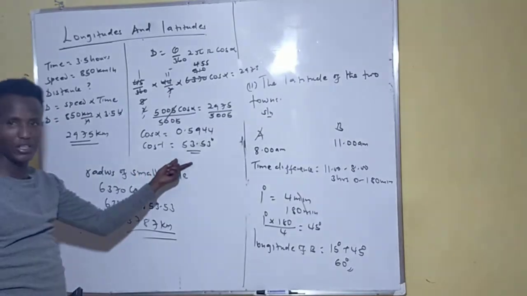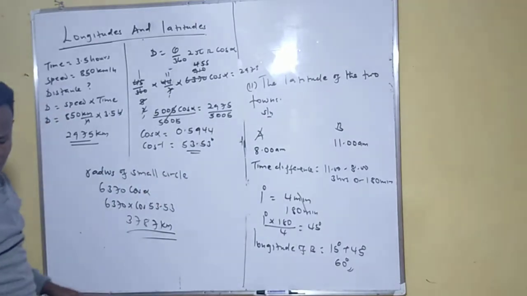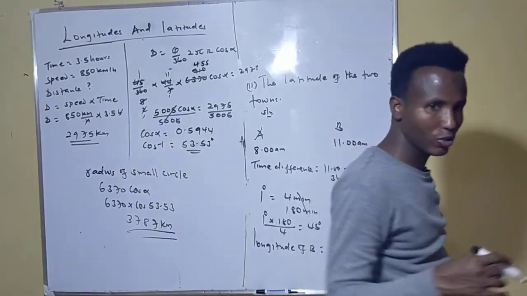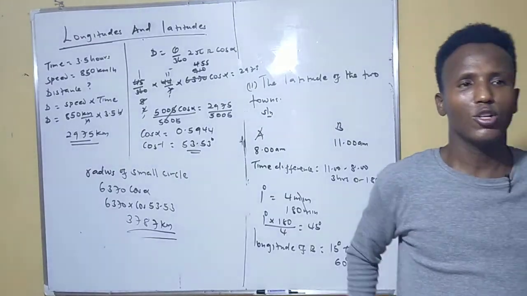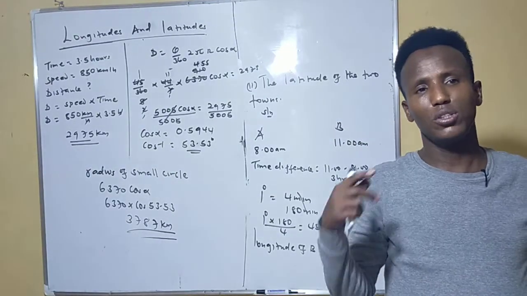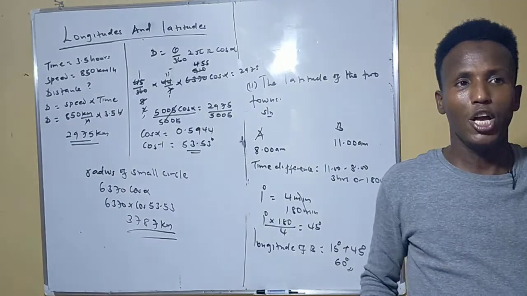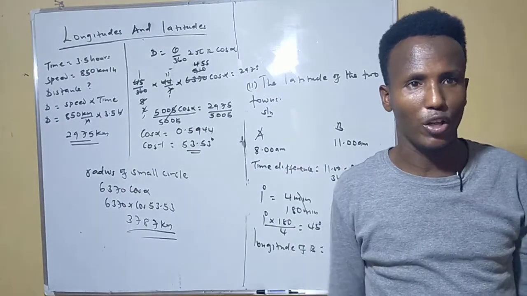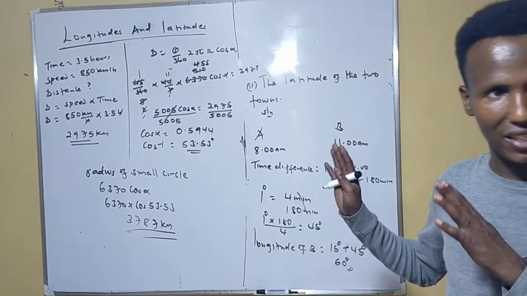So we must get the cos alpha first, because we have the radius of the great circle and the radius of the small circle. The one of the small circle is gotten as 6370, which is the radius of the great circle, multiplied by cos of the latitude. Unless you get the latitude, you cannot look for that. And that's the procedure. That's the end, guys.